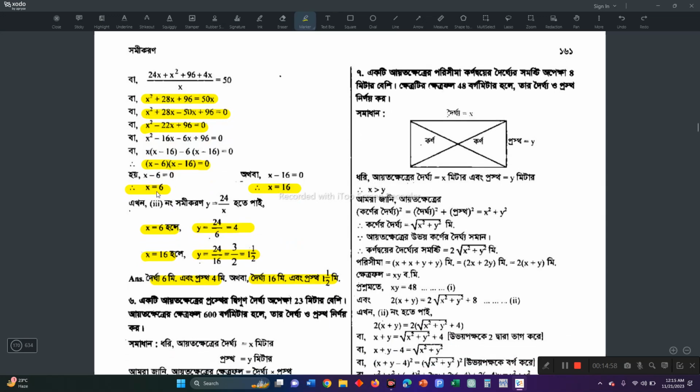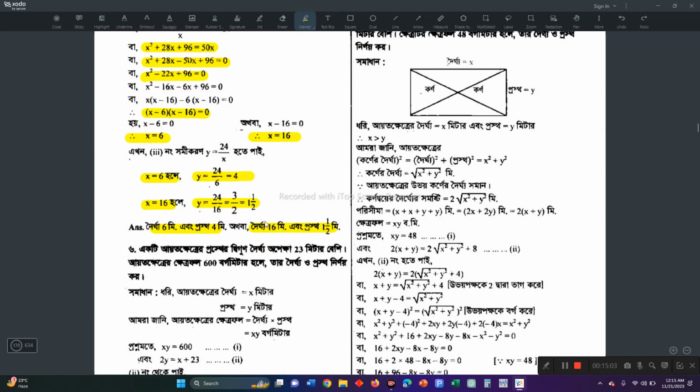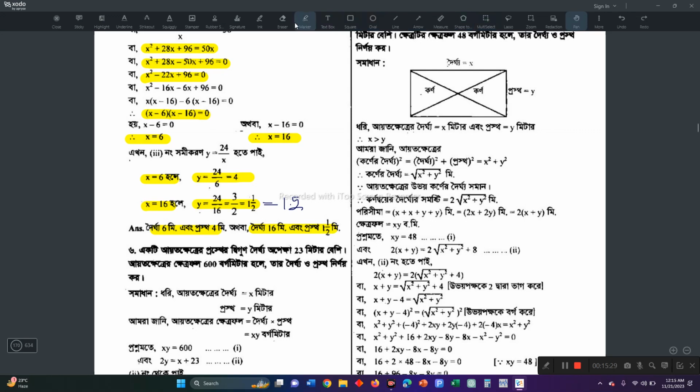Now, if x is equal to 6, then y will be 24 by 6, which is equal to 4, from equation number 3. And if x is equal to 16, y will be 24 by 16, that means 3 by 2, that means 1.5. So there will be two solutions: if x is equal to 6, then y will be 4, and if x is equal to 16, y is equal to 1.5. You should write it in fraction format.